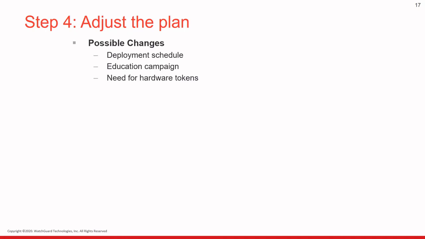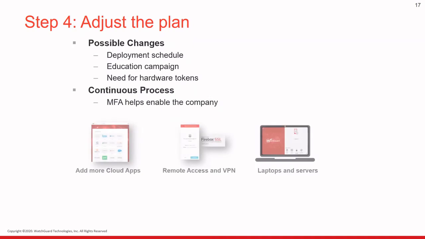And as in any other project, we are talking about adjusting the plan. So there are some possible changes to the deployment schedule, maybe the education campaign itself, or the need for hardware tokens. Maybe you started with a client that is using phones, but because of some regulations they want to use hardware tokens, then you can add that as you need it. And then it's a continuous process. So you can add more cloud applications. You can add protection for remote access and VPN and protect the laptops and servers.